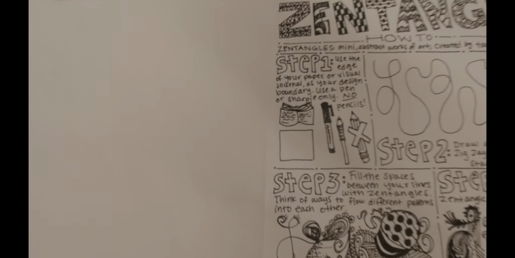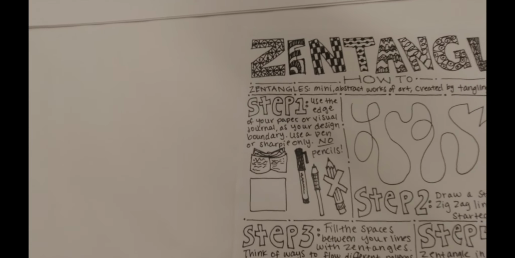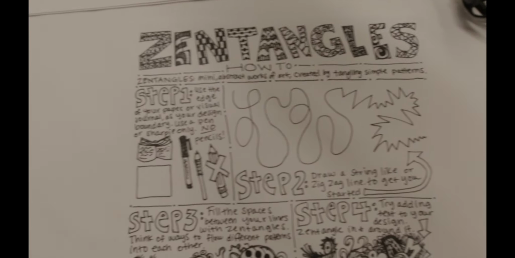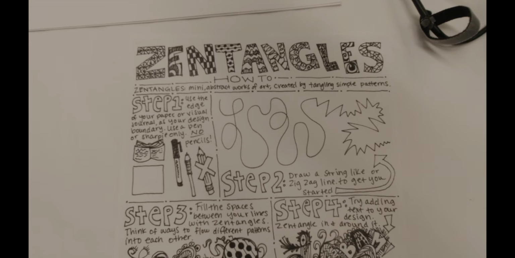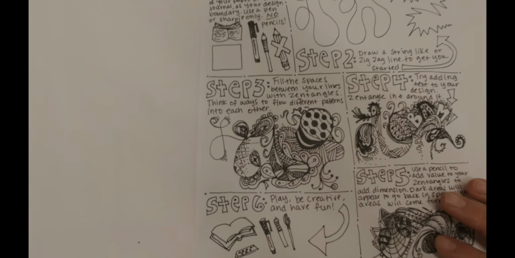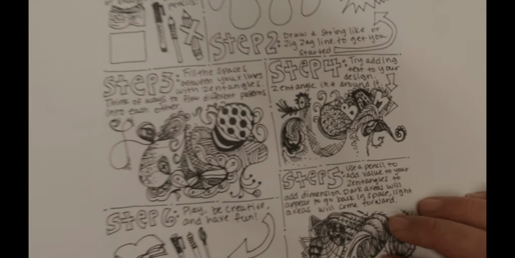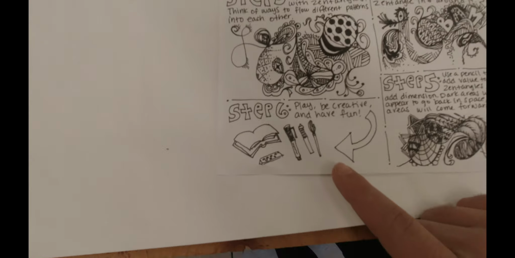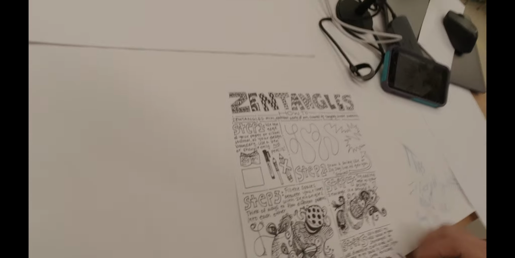Okay, and so our first step, you need to get a Sharpie or a pen. Okay, we don't need any pencil till the end. And then you're going to create a loop-de-loop line or a zigzag. Then we're going to fill in the spaces between the lines with different patterns. And then we're going to try to add letters. And then you can add color or shapes or anything else to it, okay? So let's go ahead and get started.